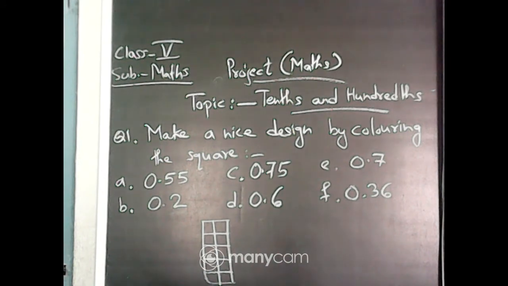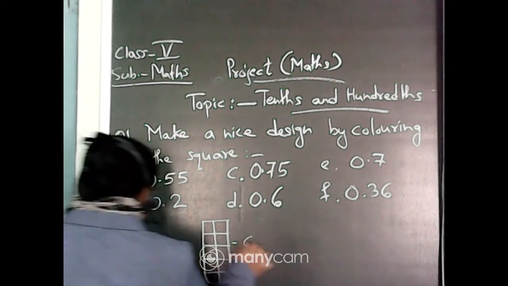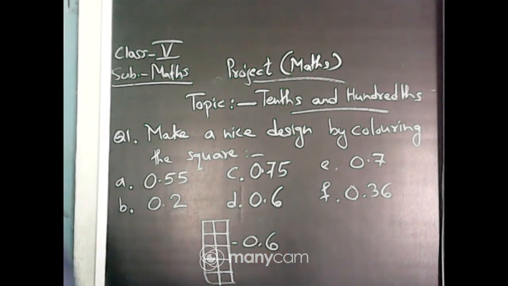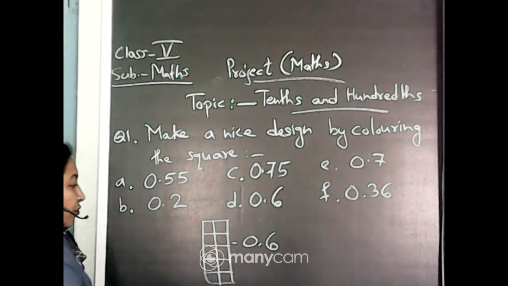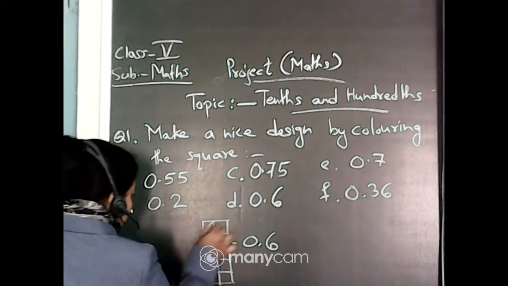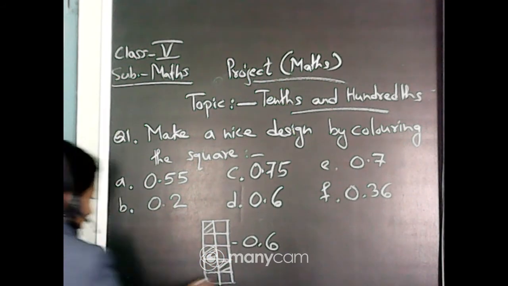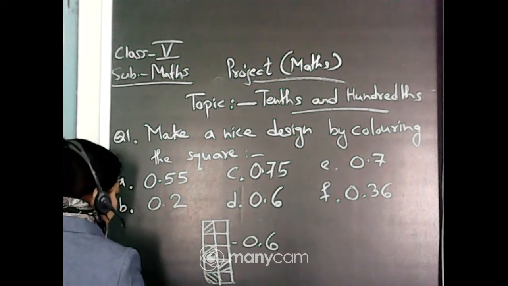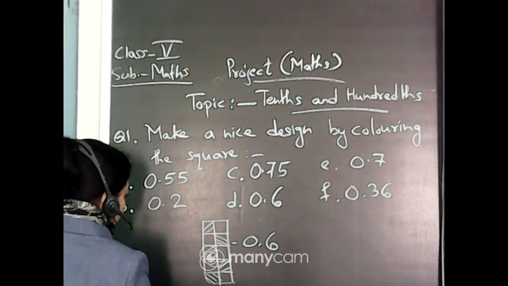Listen, suppose I have taken here number D, 0.6. Okay, so for this 0.6 I have to draw 10 squares. So 10 squares I have drawn. You can draw it horizontally also. So from these 10 squares only 6 I have to color. That means, suppose I am taking this one, then this one, and this 3, 4. Any color you can take.